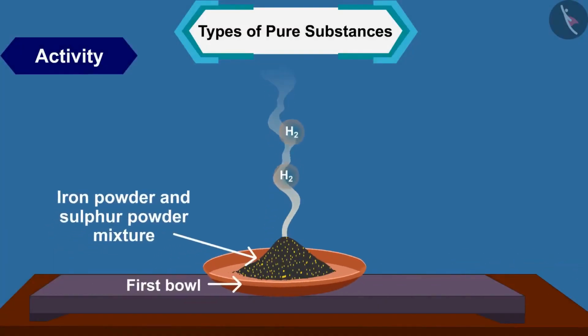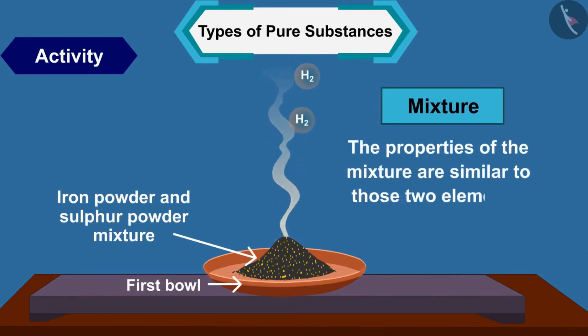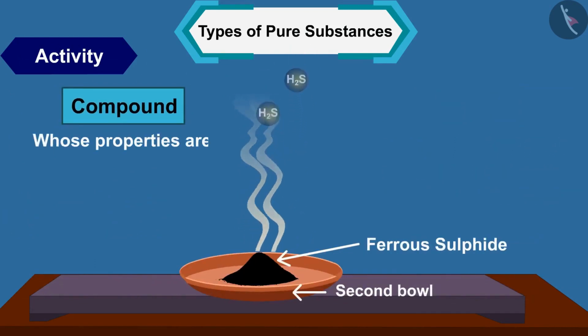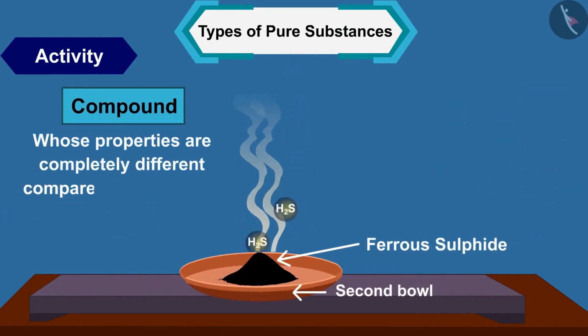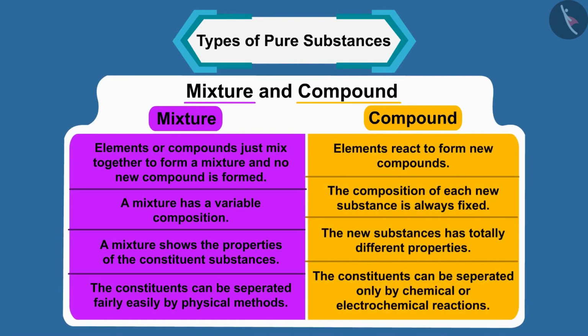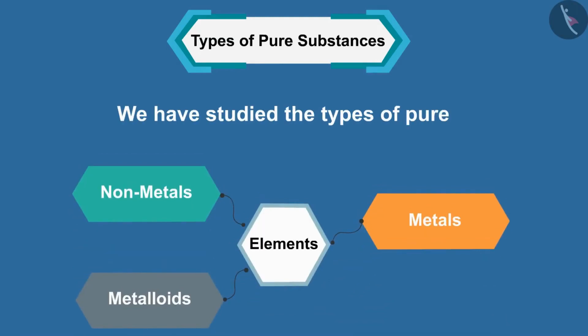The material obtained in cup 1 is a mixture of two substances, iron and sulfur. The properties of the mixture are similar to those two elements. The material obtained in cup 2 is a compound whose properties are completely different compared to the combining elements. In this table, you can see the difference between a mixture and a compound. Friends, today we have studied the types of pure substances.